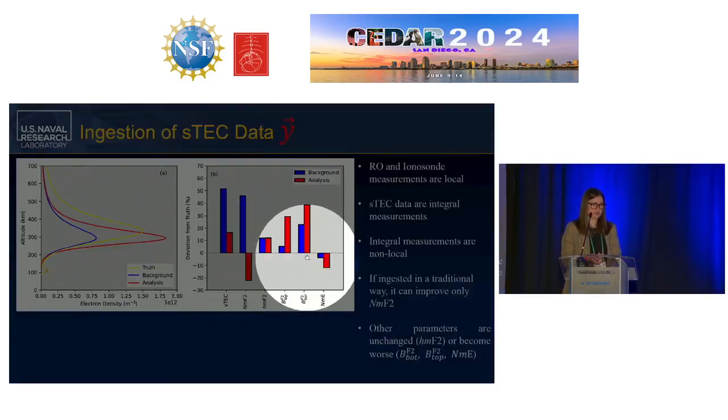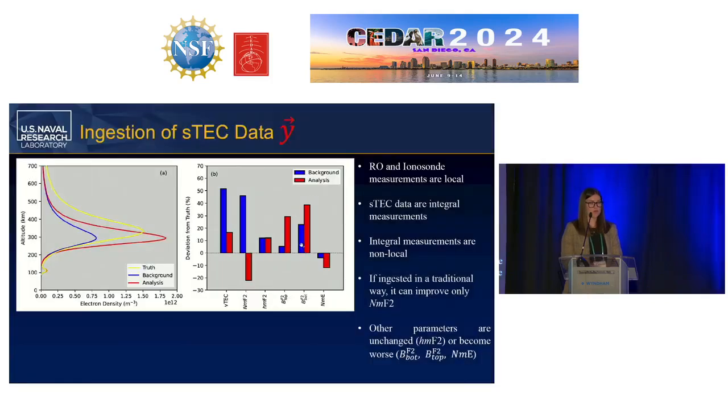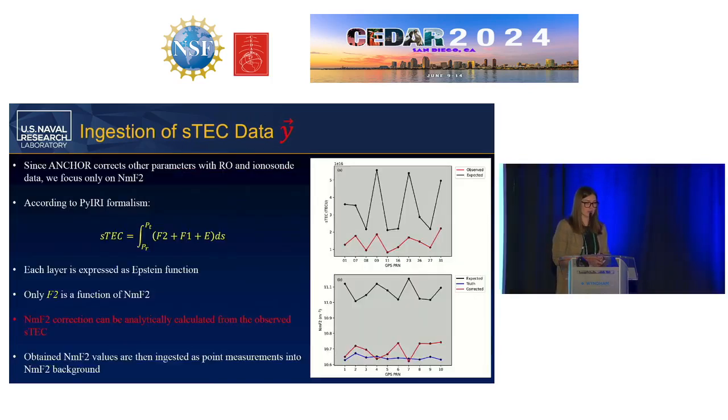But then when it became interesting, the thicknesses, we started with a very short bar, but it became large for the top side, and same for the bottom side, and same for the E region and ME. So what it tells us is that if we ingest vertical TEC or slant TEC in a traditional way, let's say how IDA4D assimilation does it, it can mainly improve only NMF2, but other parameters either stay the same or they become worse. And that's what we kept in mind for ANCHOR.